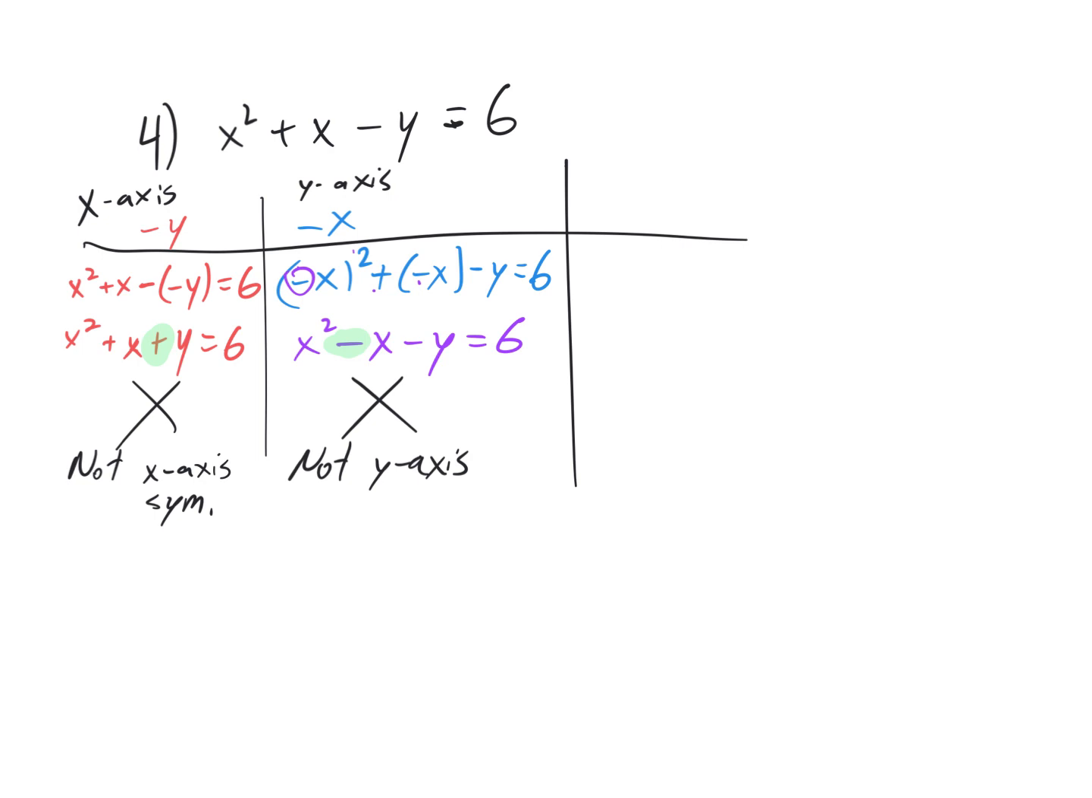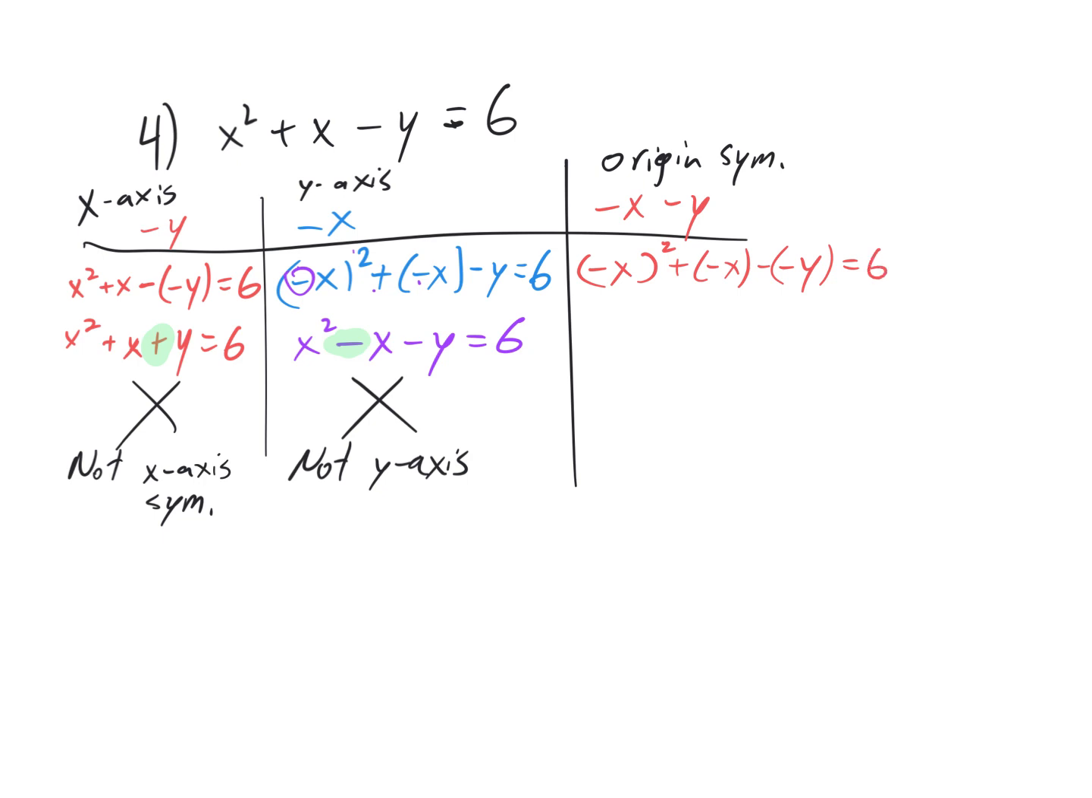And origin symmetry involves using both of these. Okay, so we're going to plug in both negative x and negative y this time. All right, so let's see what happens. We kind of already know some of the behaviors from the first two times we did this, so it should be pretty quick. All right, negative x squared plus negative x minus negative y.